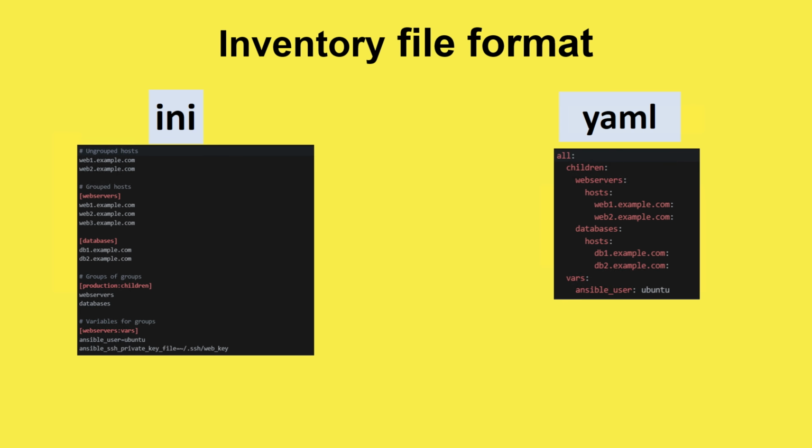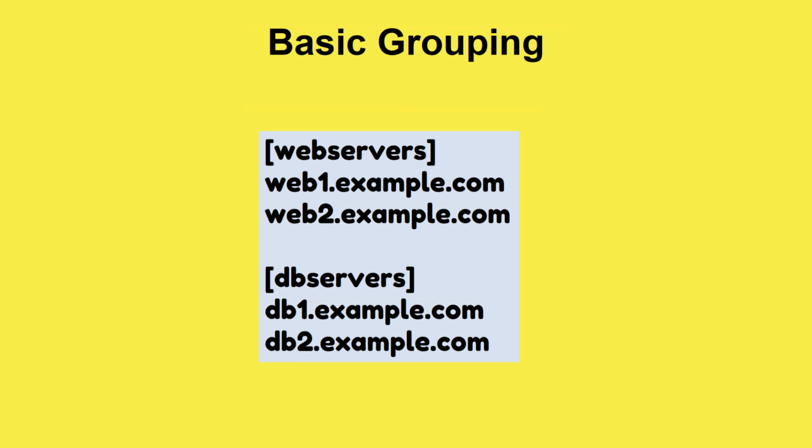There are two types of inventories. Static inventories, which are plain text or ini files, and dynamic inventories, which generate host lists automatically from cloud platforms or scripts. I'll show you a little bit later how to generate a list of hosts from vSphere. Let's take a look at basic grouping in an inventory file.